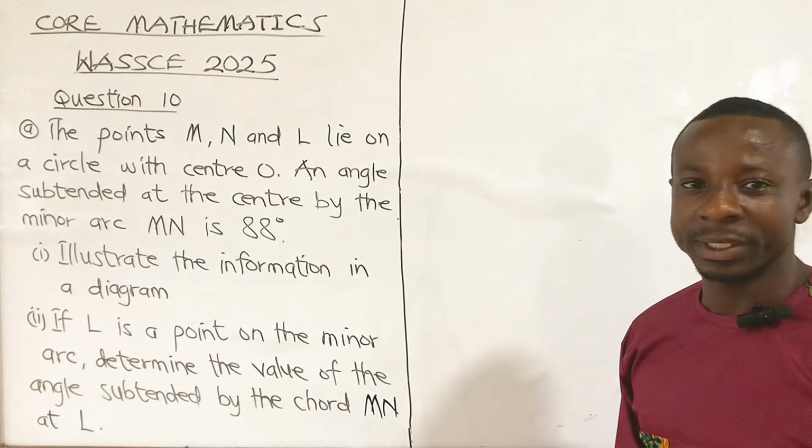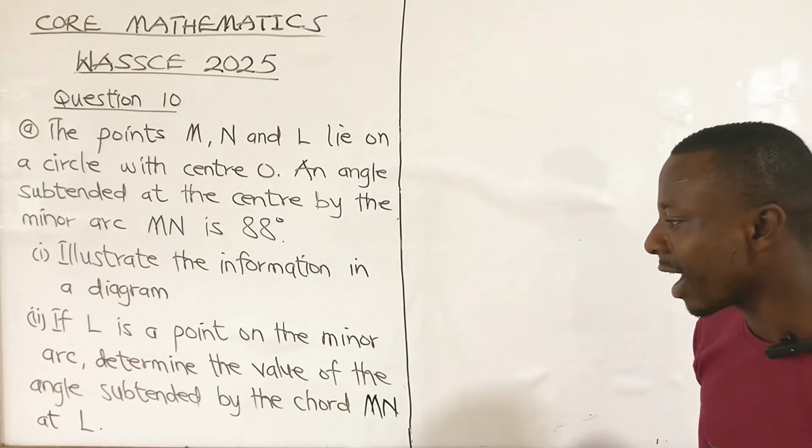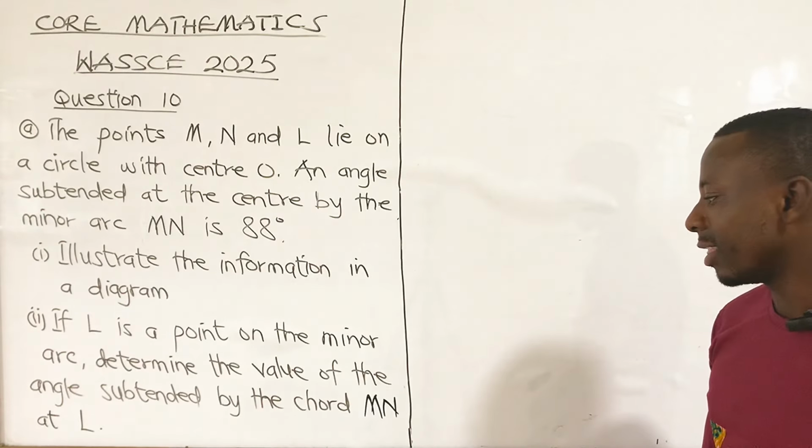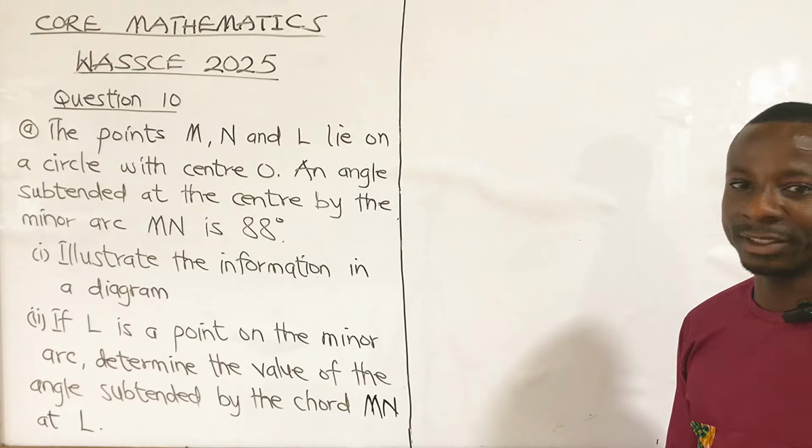This is question 10A, and the question says the points M, N, and L lie on a circle with center O. An angle subtended at the center by the minor arc MN is 88 degrees. Illustrate the information in a diagram. If L is a point on the minor arc, determine the value of the angle subtended by the chord MN at L.